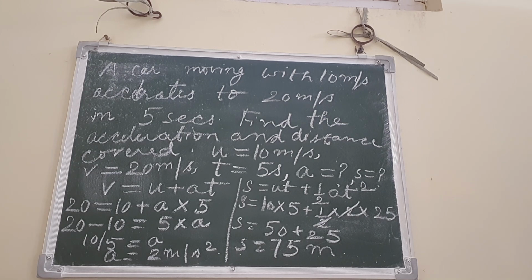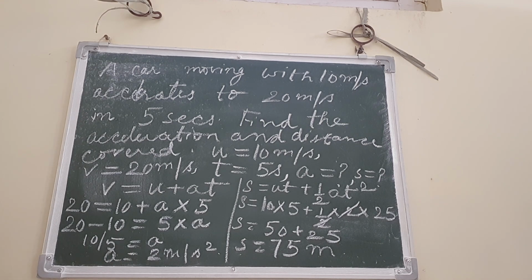So applying the first equation of motion, v is equal to u plus at. So substituting the values, v is equal to 20, u is equal to 10 plus a into 5, time is 5 seconds. So 20, 10 comes to this side, so becomes minus. So 20 minus 10, that is 10. 10 divided by 5 is equal to a. So a is equal to 2 meter per second square. So this is our acceleration for the car.